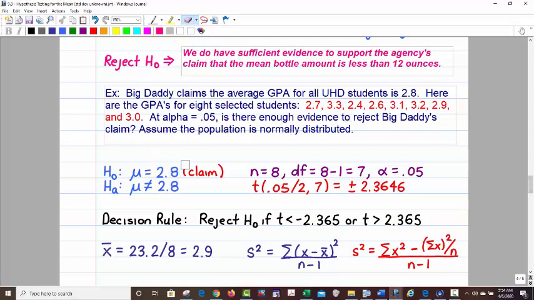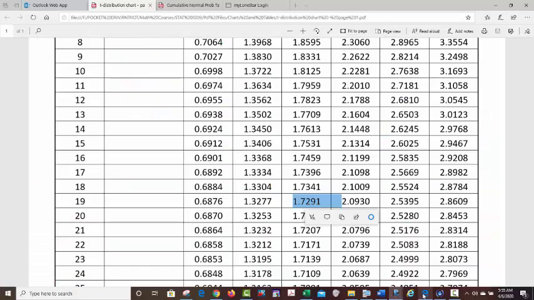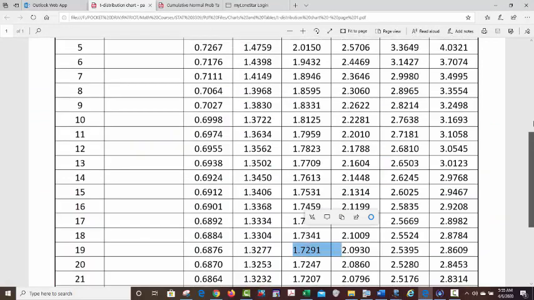So there's the claim of equal 2.8 and then not 2.8. So let's get the decision rule first here. It's 7 degrees of freedom. 0.05 divided by 2 just means two-tailed. So it's two-tailed, 7 degrees of freedom. So let's see if that looks right on our chart. Two-tailed, 0.05, 7 degrees of freedom.